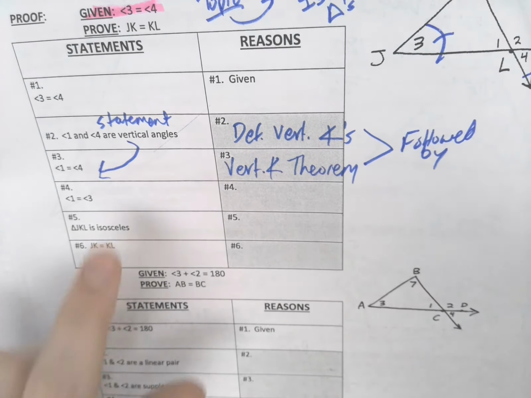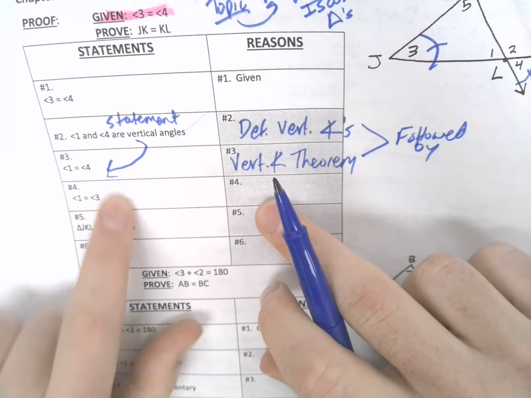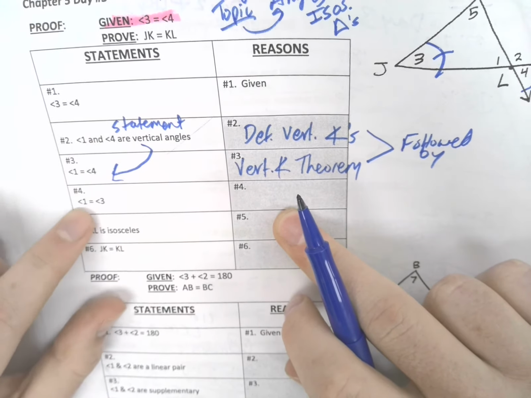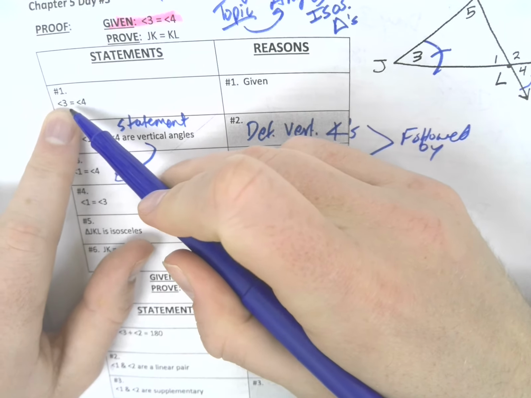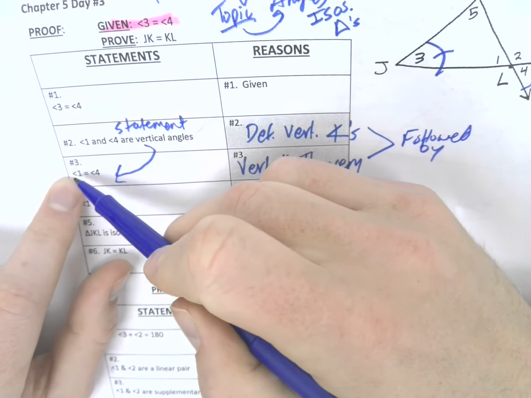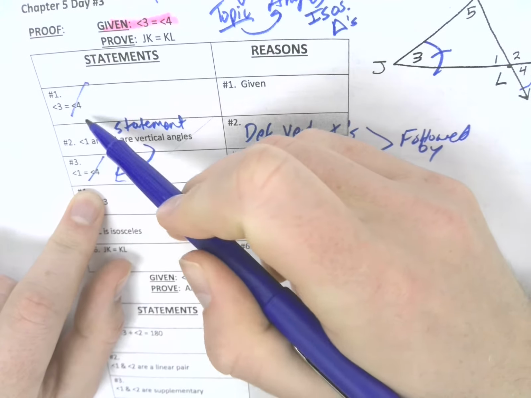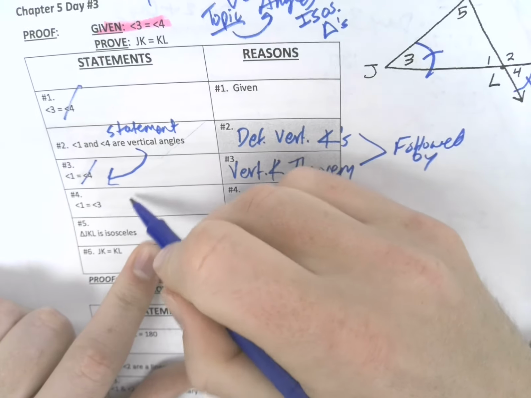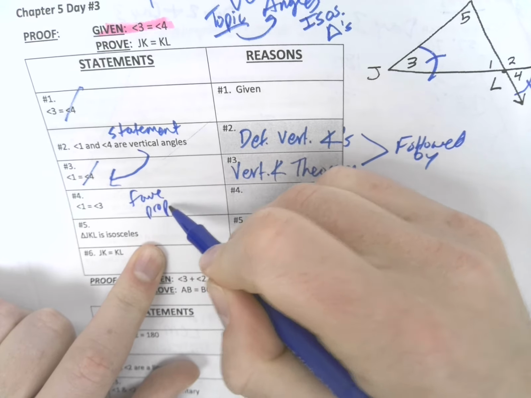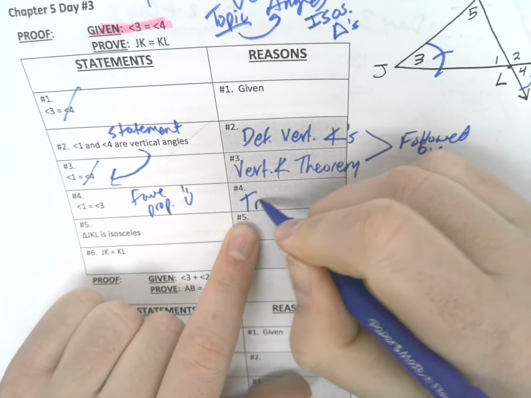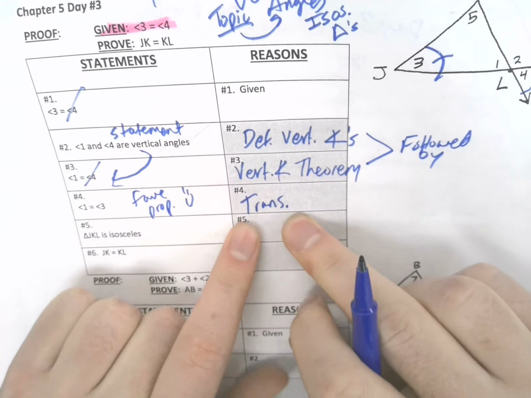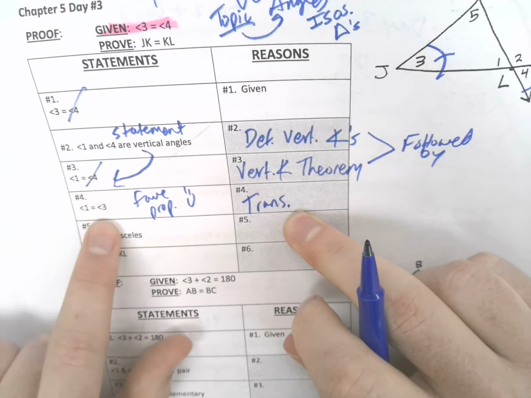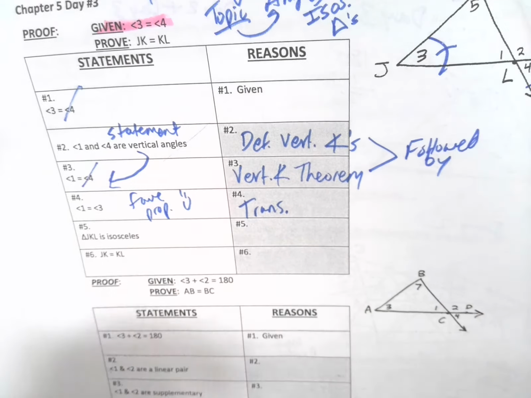Now, here's where things get a little interesting. We went from 1 equals 4 to 1 equals 3. It's kind of weird. Where did that come from? Oh, wait. If 3 equals 4 and 1 equals 4, cut out the middleman, then 3 equals 1. My favorite property. What's my favorite property? Transitive. That's what's up. So if 3 equals 4 and 1 equals 4, cut out the middleman, 3 equals 1. That's a good old transitive property.